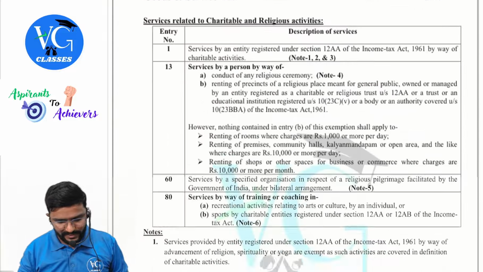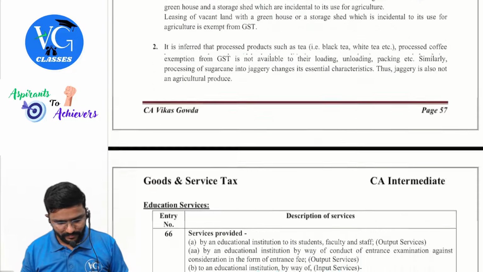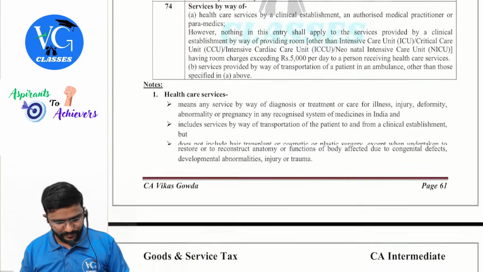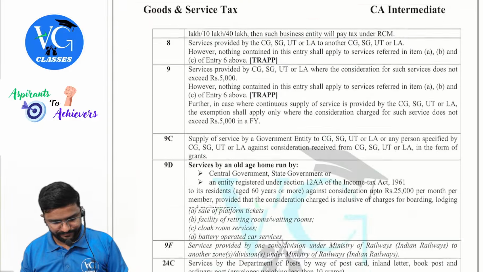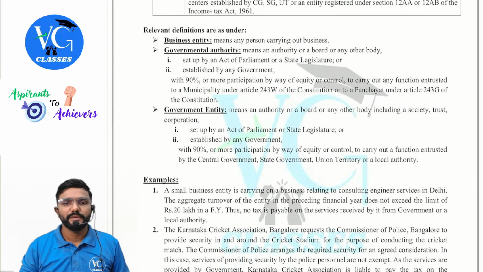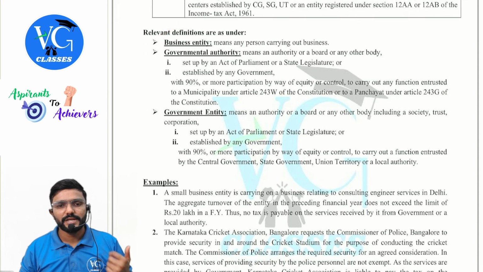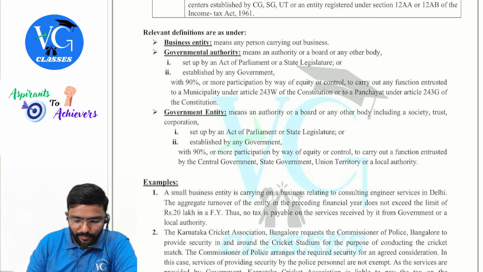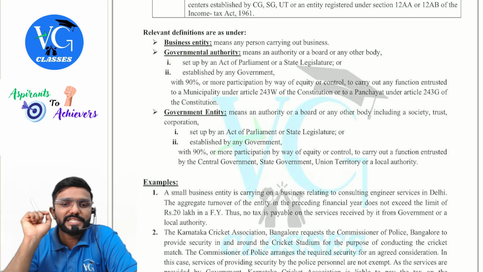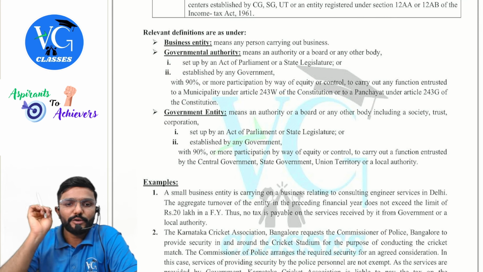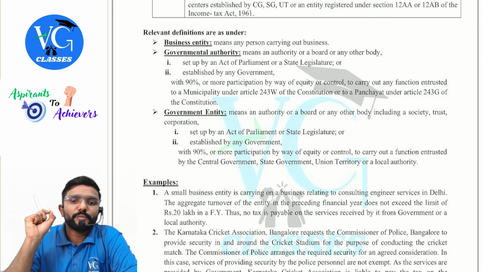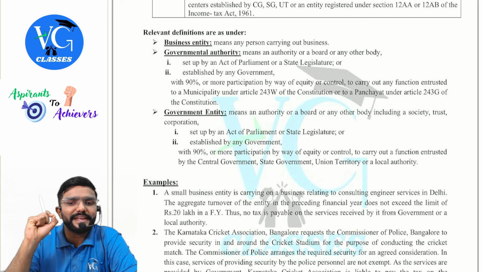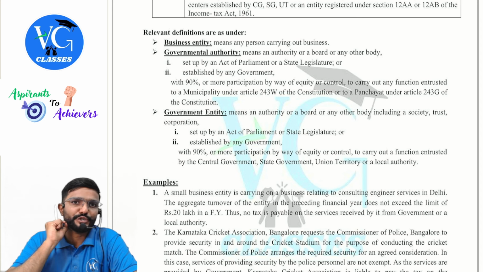They have defined it in the law. Let me just have a look into it. Just a minute. Yeah, you can see, business entity means any person carrying on the business, guys. Governmental authority means an authority or a board or any other body set up by an act of parliament or a state legislature established by any government with 90% or more participation by way of equity or control to carry out any function entrusted to a municipality or panchayat as per constitution.